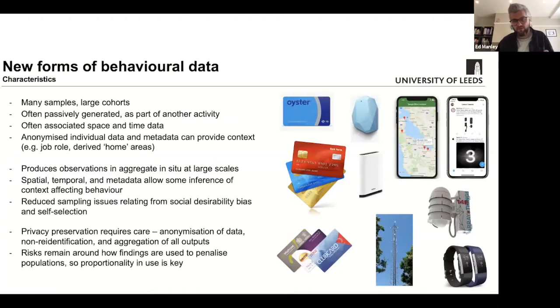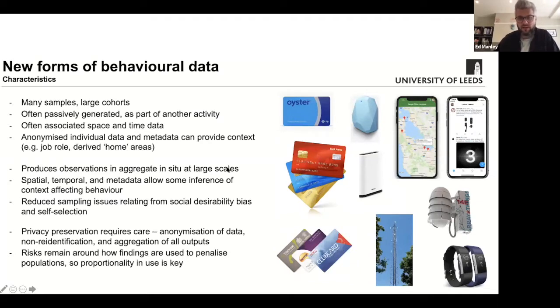So I'm coming at this from a geographer's perspective. Prior to the pandemic, I was looking at movement data, behavioural data, activity data from a variety of sources. The ones I'm very much interested in are those which involve many samples of large numbers of people. They're generally passively collected, usually as part of another activity. I'm particularly interested in those data which involve space and time.